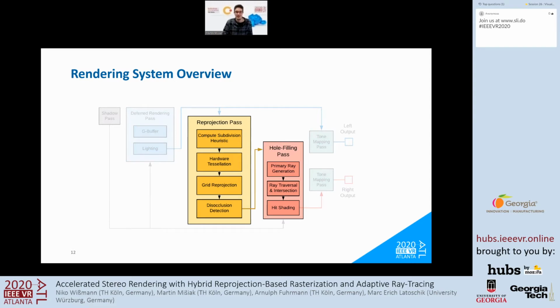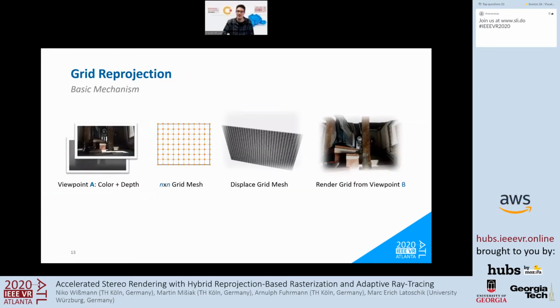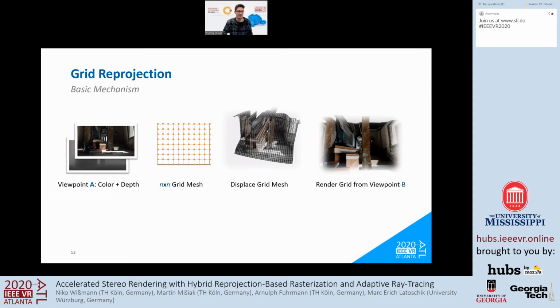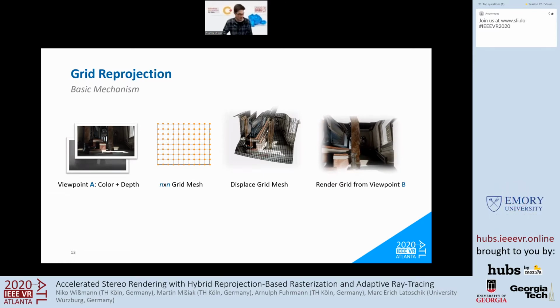All right, so in the following, we'll take a closer look at the reprojection and hole filling passes, as these are the more interesting ones. First off, let me briefly explain how grid warping works as a reprojection mechanism, since it's already been mentioned a few times in my talk. Let's assume we have the color and depth information from viewpoint A, which in our use case is the left eye. We use this information to displace a grid of n times n vertices and map the color texture onto the surface of our grid. The grid mesh is then simply rasterized from another viewpoint, our right eye, and we obtain our reprojected image.